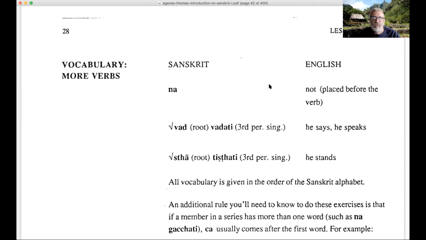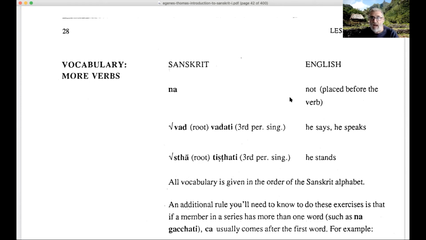Right, okay. So now we have Sanskrit and English, we have some vocabulary. Here we have a word. This is an indeclinable. It's na. Na means not. By the way, ma also means not. Ma or na, they mean not. They're placed before the verb. So now, gachami means I go, right? So if I say na gachami, what does it mean? I do not go. Yeah, I don't go.